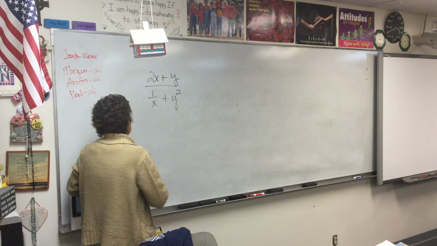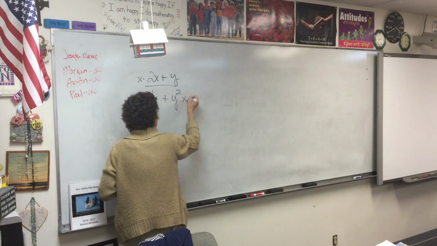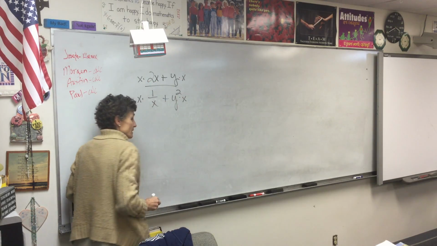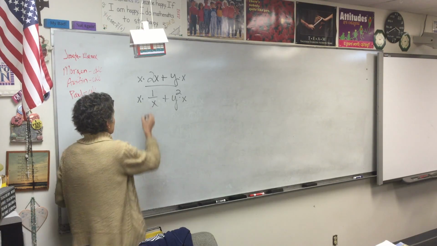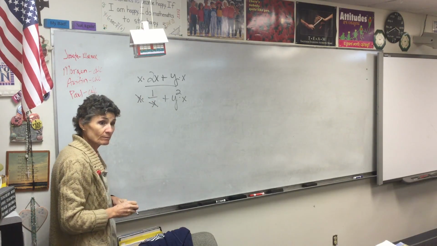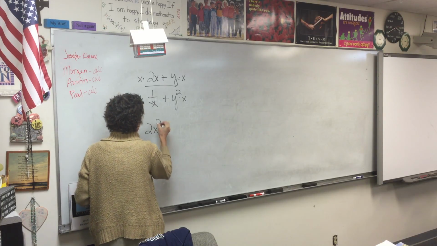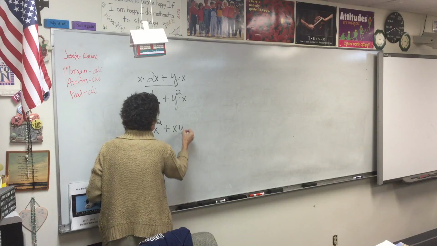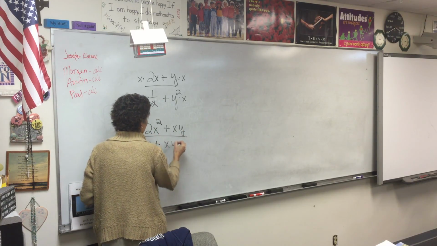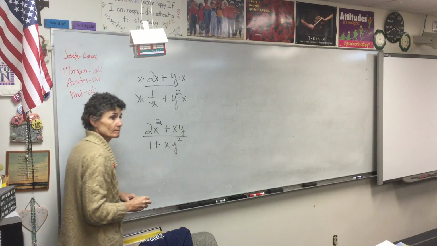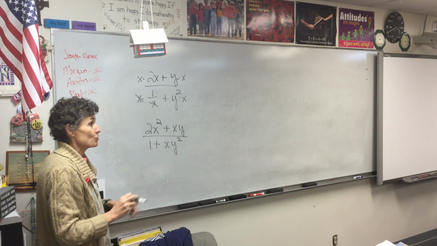The very easiest thing to do is just multiply everything by x. Everything by x. What's the purpose of that? It will cancel those out. And what do we have? 2x squared plus xy over 1 plus xy squared. Now, you're actually done.